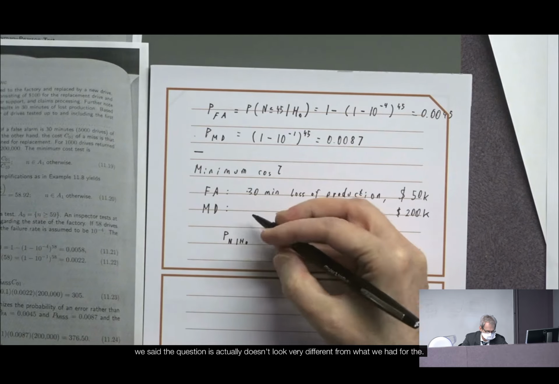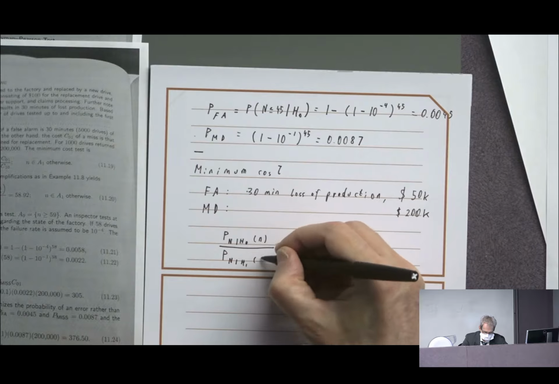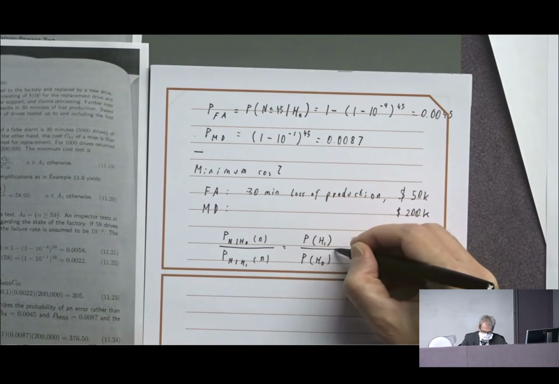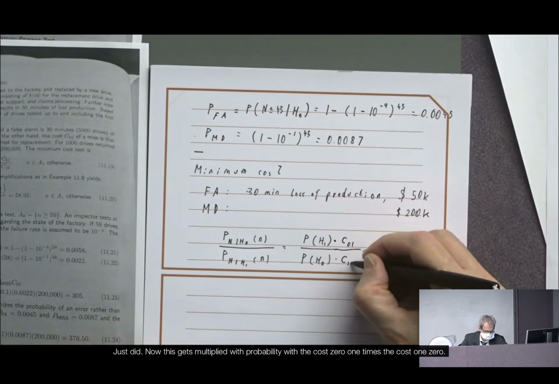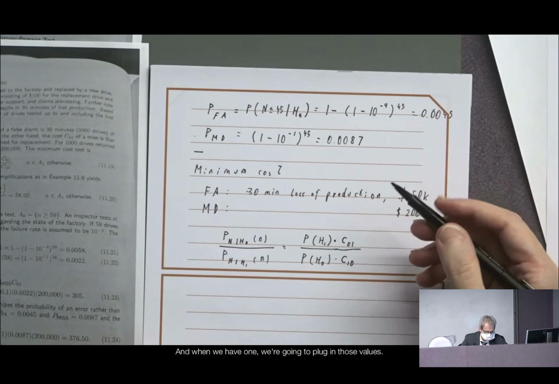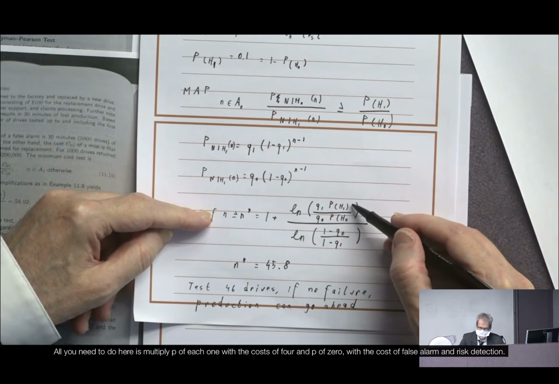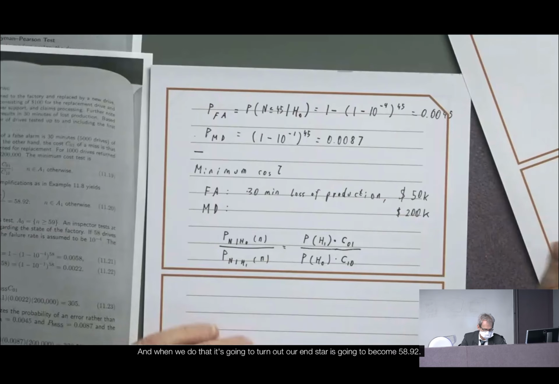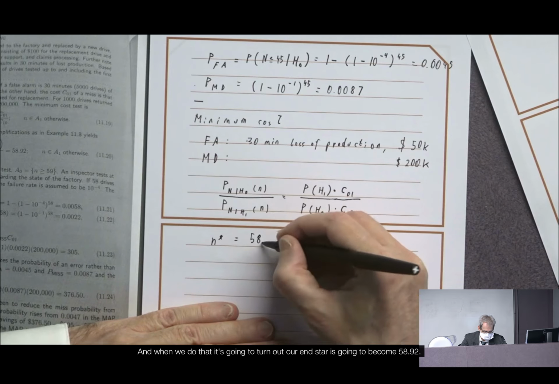And therefore, when we're now doing our hypothesis test, the equation doesn't look very different from what we had for the maximum a posteriori. It's still like this: probability of H1 divided by probability of H0, just that now this gets multiplied with the cost of 0.1 times the cost of 1.0. I don't want to spend all the time rewriting equations. All you need to do is multiply P of H1 and P of H0 with the costs of false alarm and misdetection.